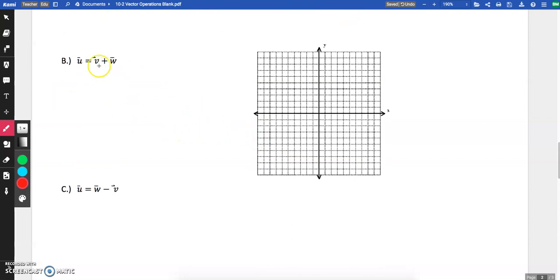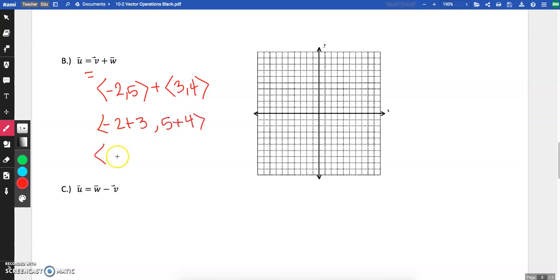The next one, we're adding some vectors. So vector v plus vector w. So vector v, -2, 5, plus 3, 4. Add the corresponding pieces. Pretty straightforward. -2 plus 3, +1, and then +9. I was going to show you graphically, but I don't think we have time, and we don't need to worry about that at this moment. So we'll keep going forward here.